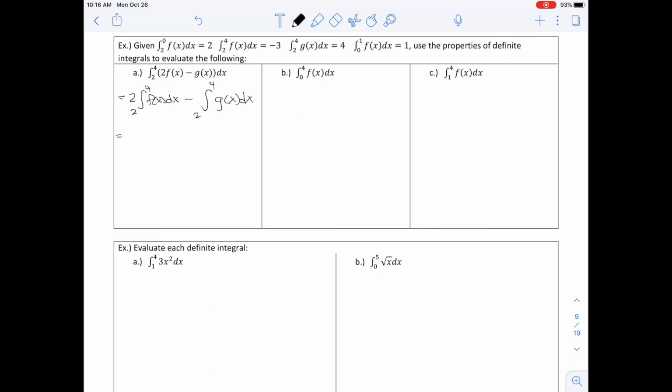And then from here, we know that the integral from 2 to 4 of f of x dx, looking up above, is equal to negative 3. So we have 2 times negative 3 minus the integral from 2 to 4 of g of x, which we also know is positive 4. And then working this out, we get negative 6 minus 4, or negative 10.